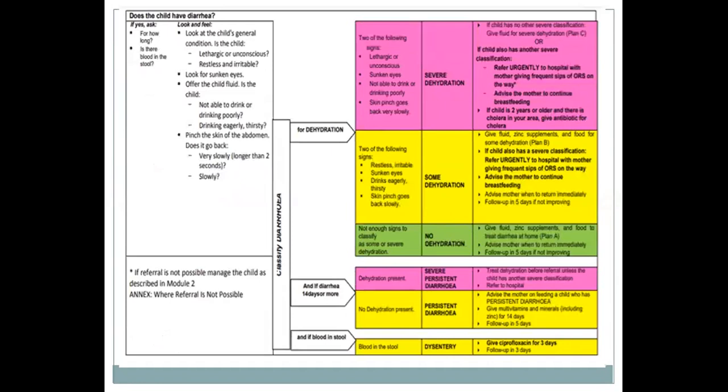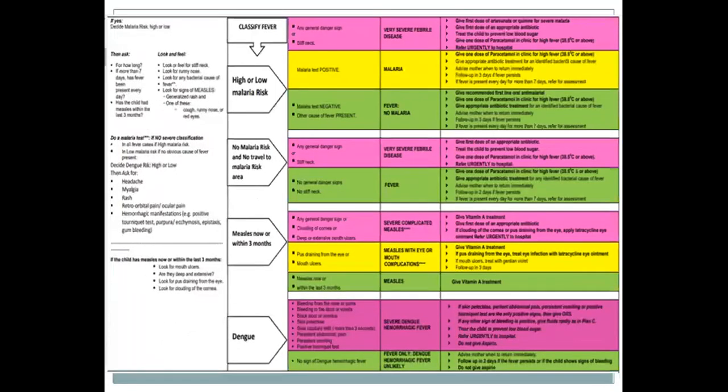Also, severe dehydration: two of the following, lethargic or unconscious. Refer the child urgently to hospital and advise the mother to give sips of ORS. Some dehydration: restless, sunken eyes, skin pinch goes back slowly. Give Plan B. No dehydration: give home treatment. Similarly, very severe febrile disease: malaria test positive, give the first dose of paracetamol in clinic for high fever.